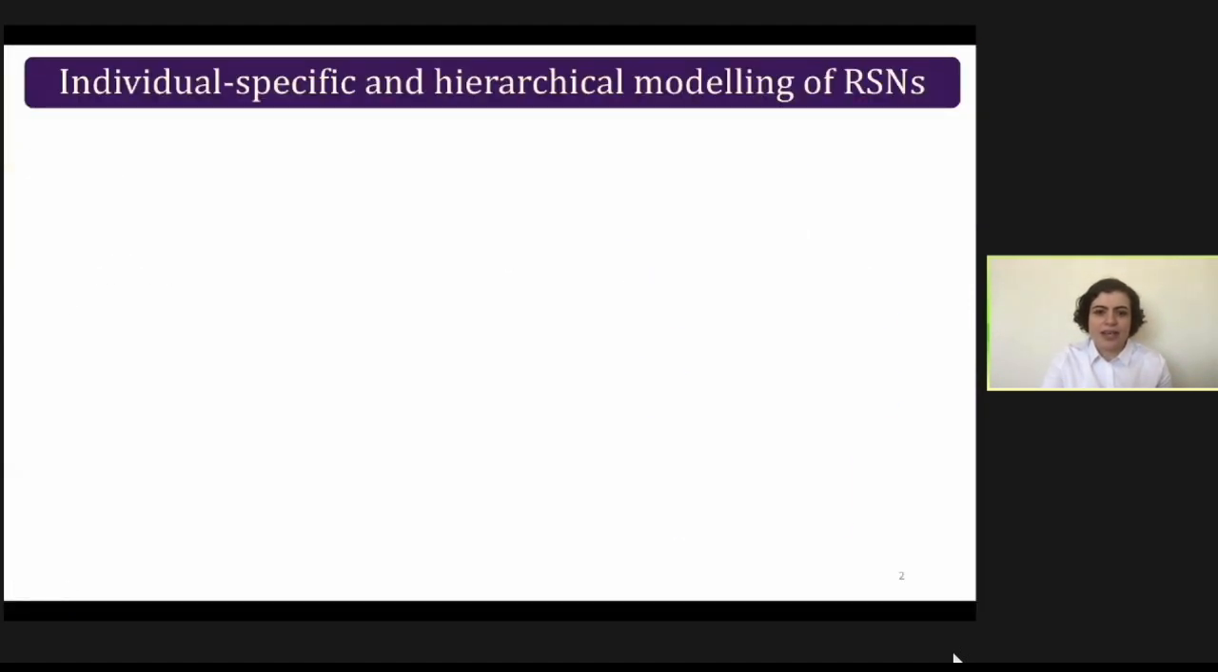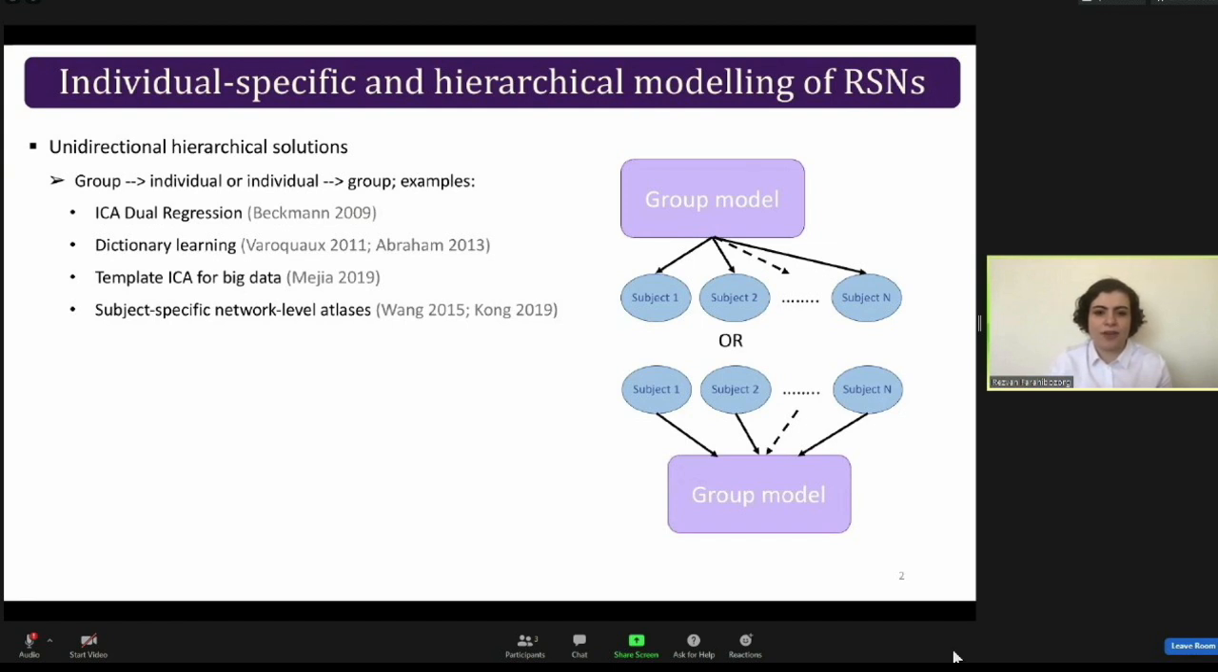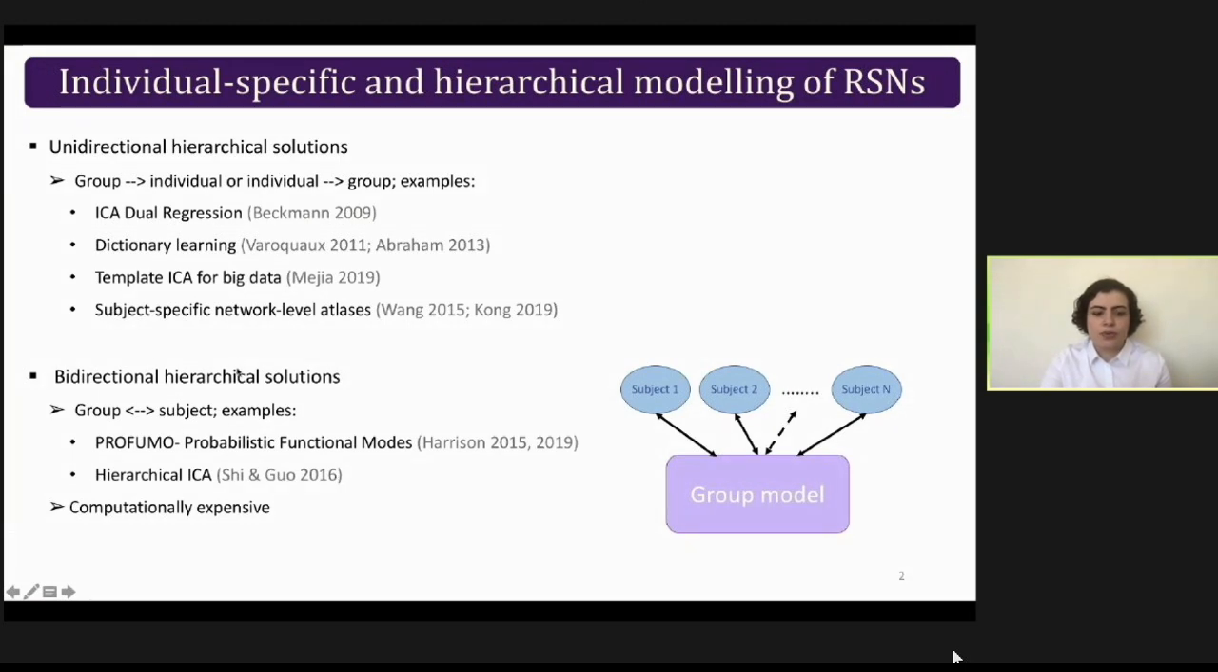In recent years, there has been growing interest and efforts into getting single subject models of RSNs, and available models often either start from a group model and estimate single subjects based off that group model, or they start from single subject modeling and combine those to get a consensus group model. More recently, however, there have also been some efforts into getting hierarchical models that allow for bidirectional flow of information between subject and group, such that the accuracy of estimations at both levels will be improved.